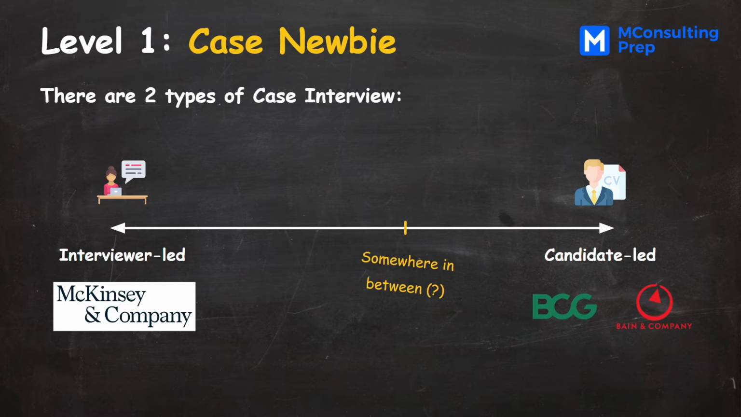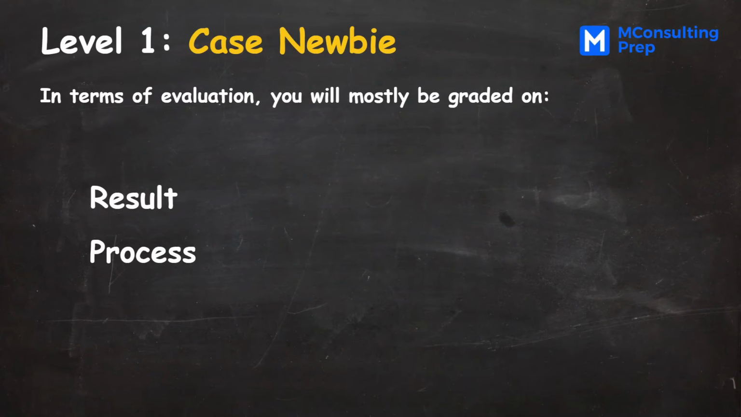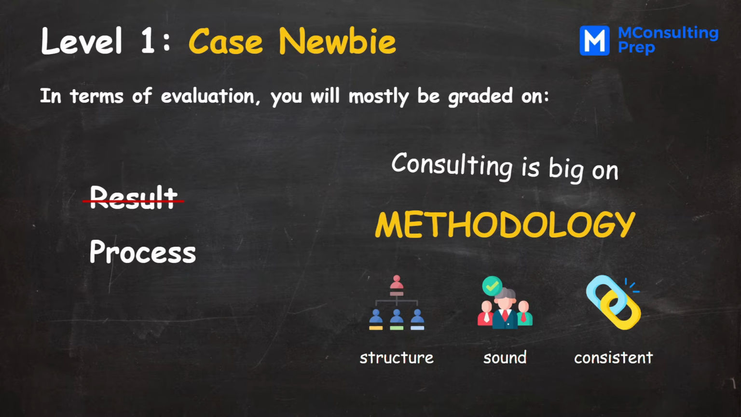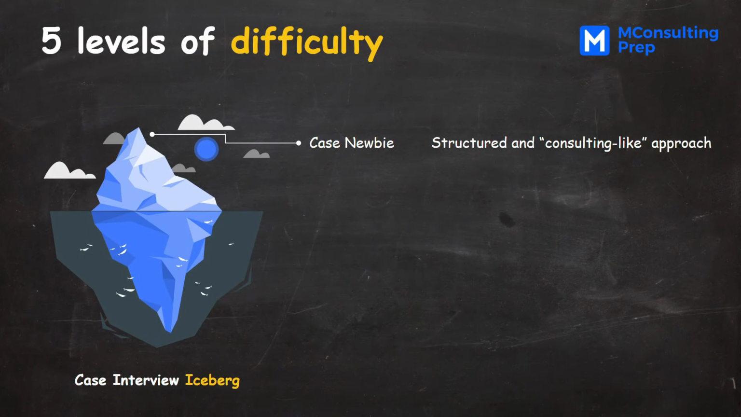There are patterns, however. McKinsey is known to use cases more on the interviewer-led side, while BCG and Bain cases are generally more candidate-led. In terms of evaluation, you will mostly be graded on the process, not just the final result. Consulting is big on methodology. They pride themselves on that. So if you tackle the case with a structured, sound, and consistent approach, the interviewer is confident that you can solve any other case.